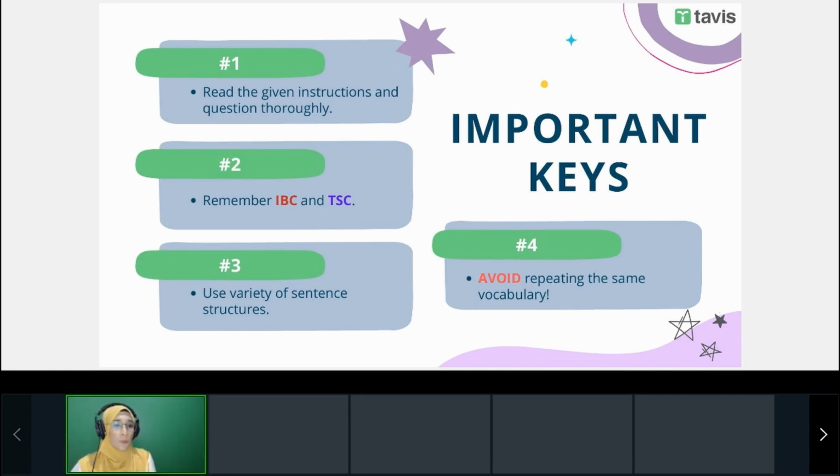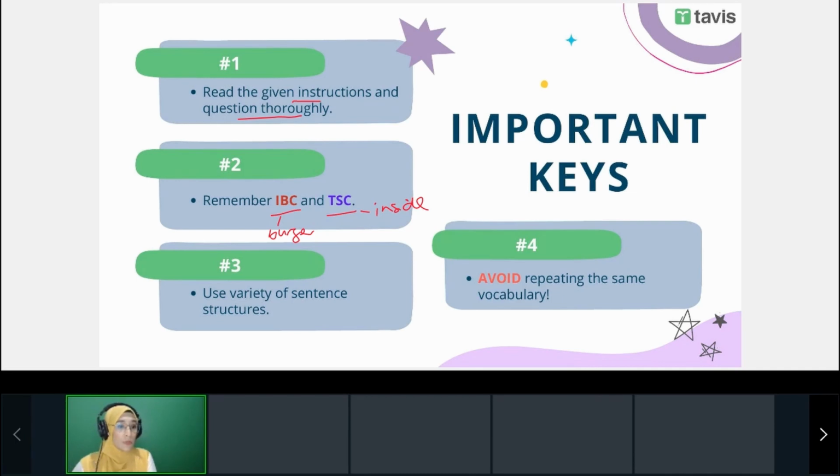So for part 2 especially, make sure that you read the given instructions and the questions thoroughly. Make sure you remember the IBC and the TSC. This is the burger. Okay, this is the burger. This is inside the burger. All right, this is inside the burger.